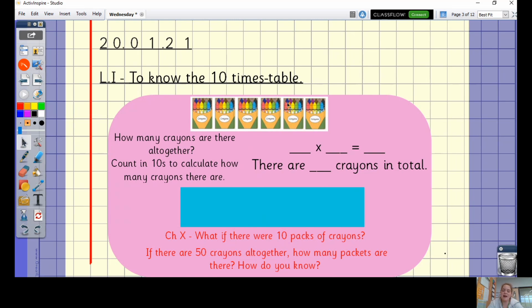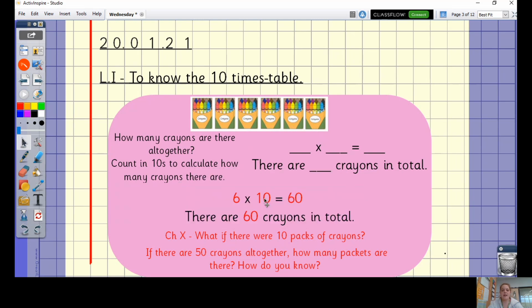Hopefully you've had a chance to have a look at this picture and to write down that multiplication number sentence. So first of all, let's count our groups of 10. Count with me. 1, 2, 3, 4, 5, 6. There are 6 groups of 10. And let's count in tens to find the total. 10, 20, 30, 40, 50, 60.